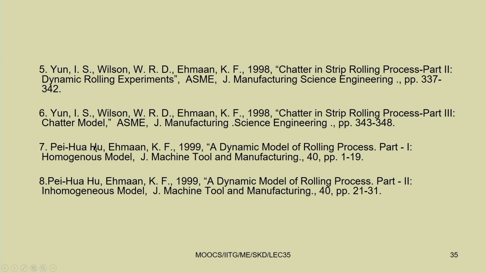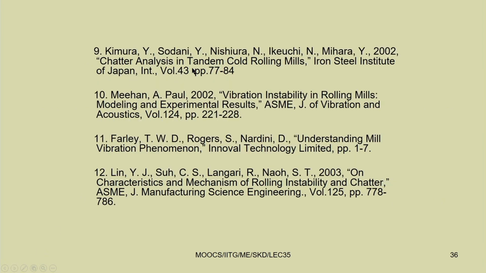So, chatter model. Ehman has several other papers. Pei Hua Hu and Ehman KF, 1999, a dynamic model of rolling process, part 1 homogeneous model, and in part 2 they have studied the inhomogeneous model. Then Kimura, Sodani, Nishihura, Ikeuchi and Mehera, in 2002, chatter analysis in tandem cold rolling mill. Tandem means a number of rolling mills are there, so in tandem rolling mills you can see this work.